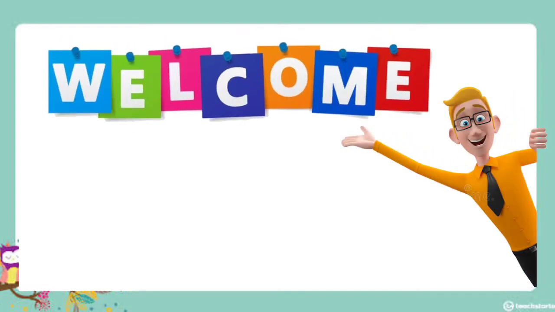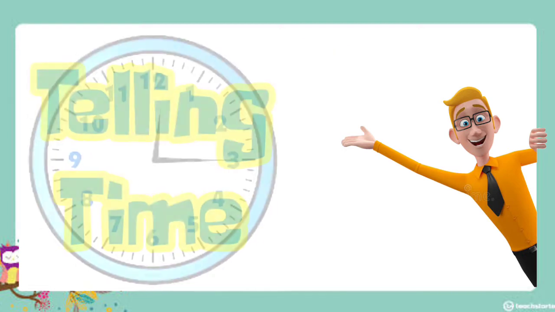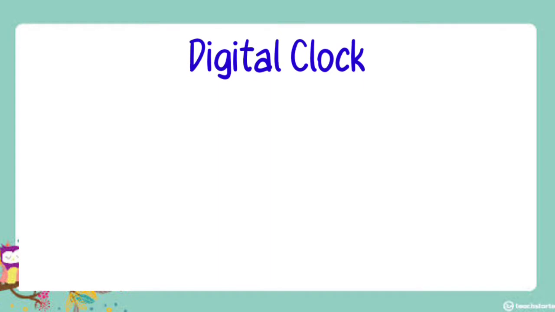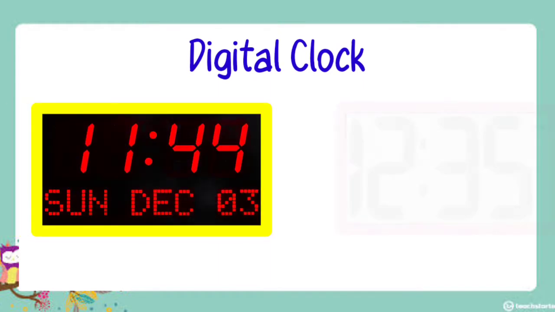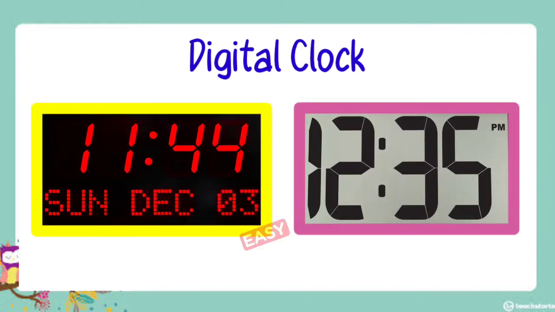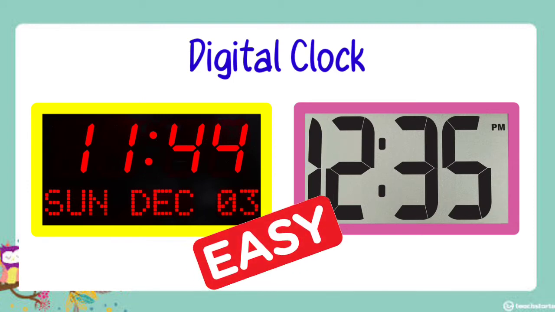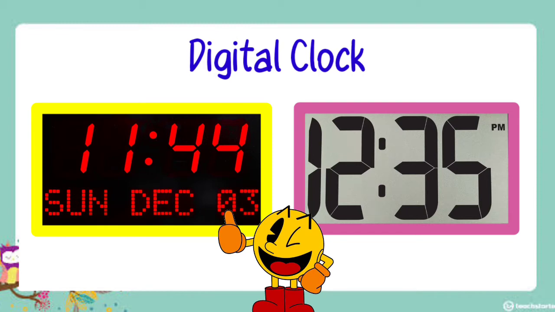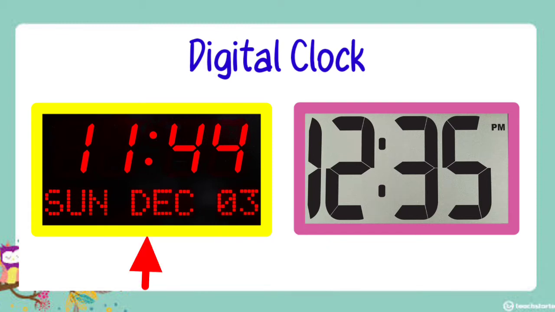In this video, we will be learning how to tell time. If you have a digital clock at home, like this or this, it would be very easy for you to tell the time of the day because it is already given. You just have to read it. On this clock, for example, you can readily tell that the time is 11:44. And for this digital clock, the time is 12:35.